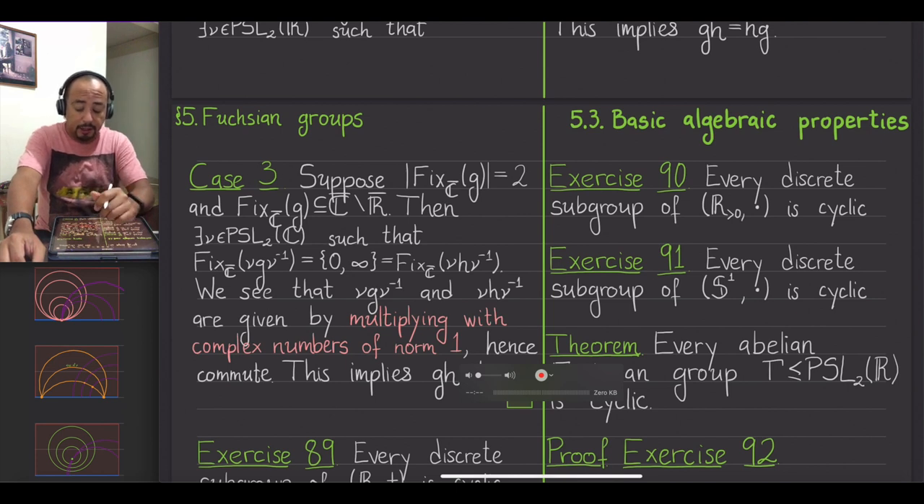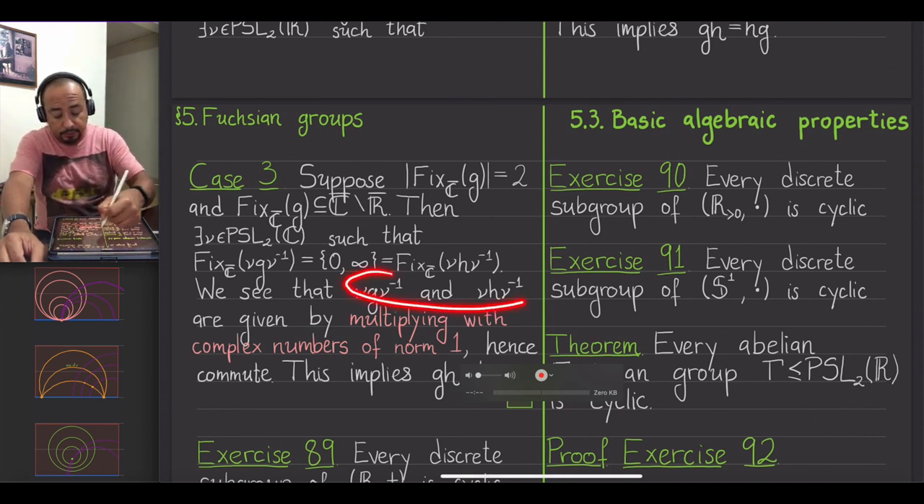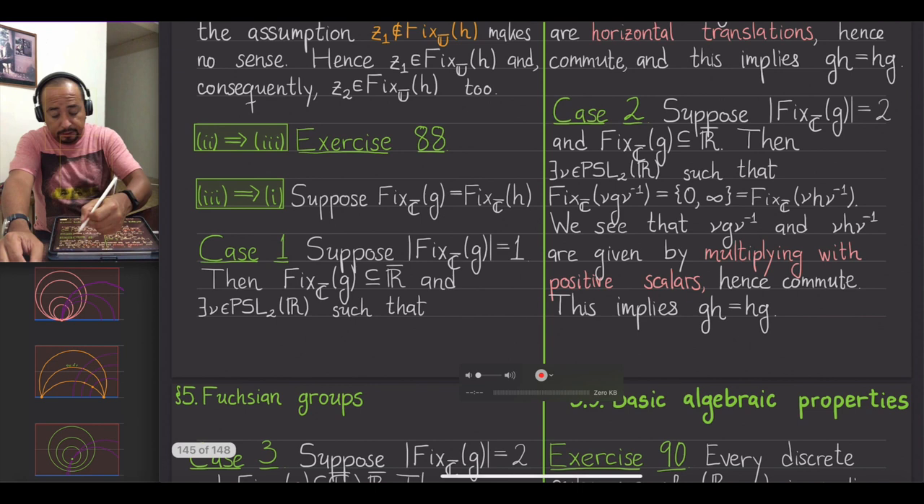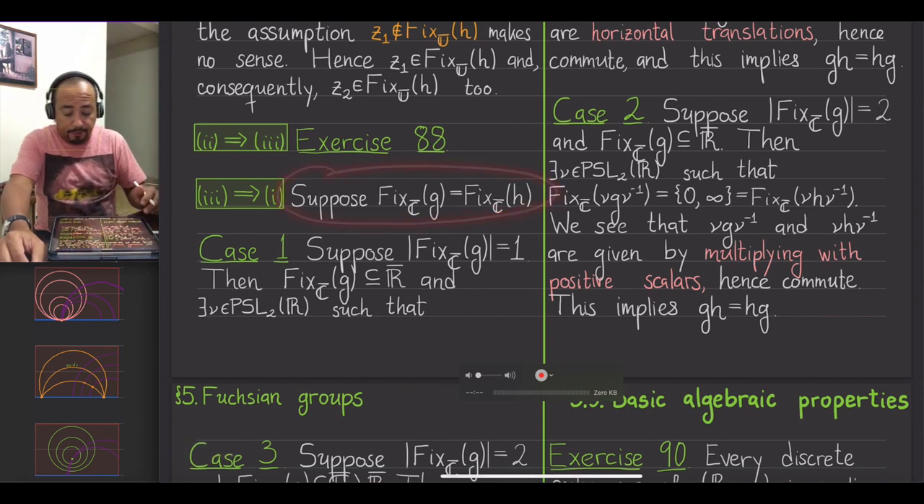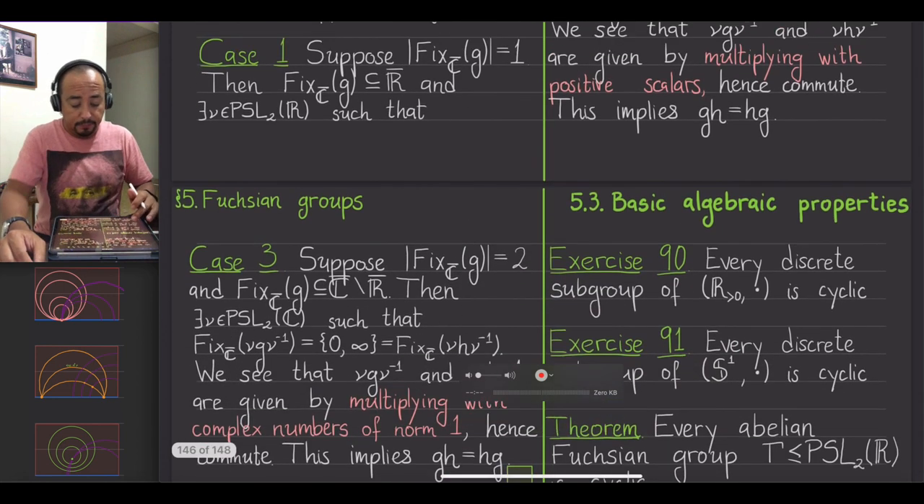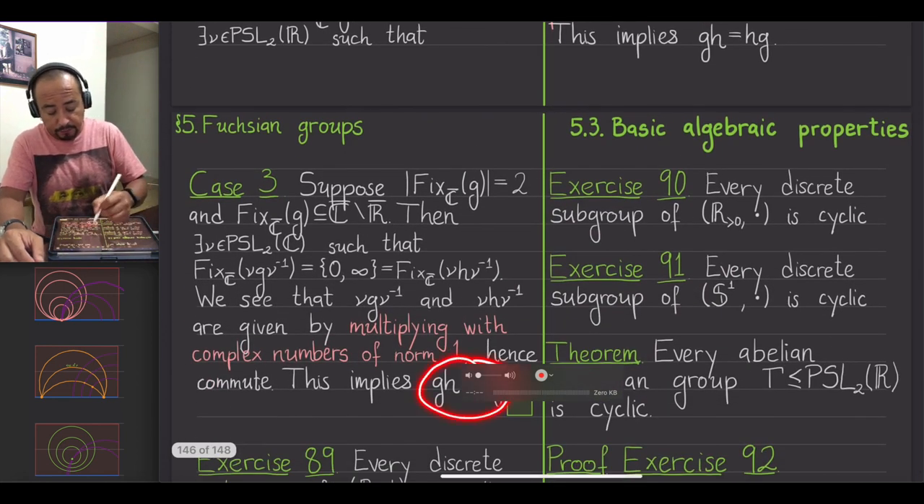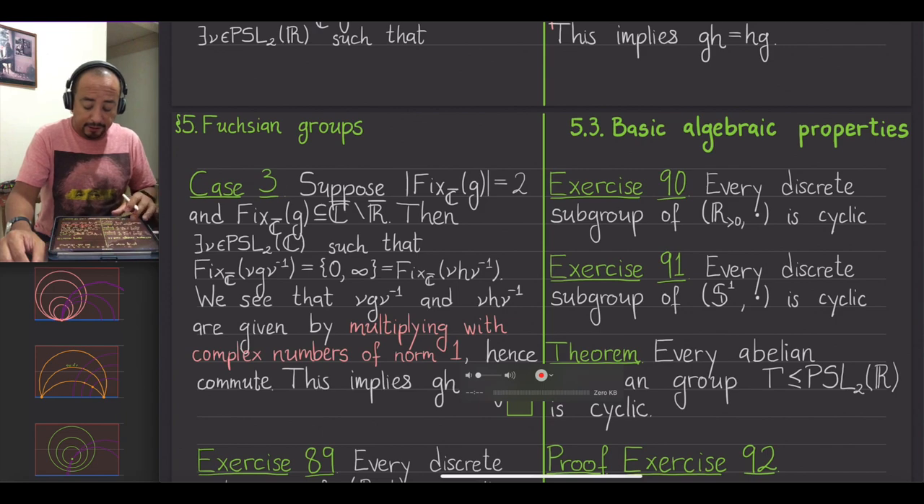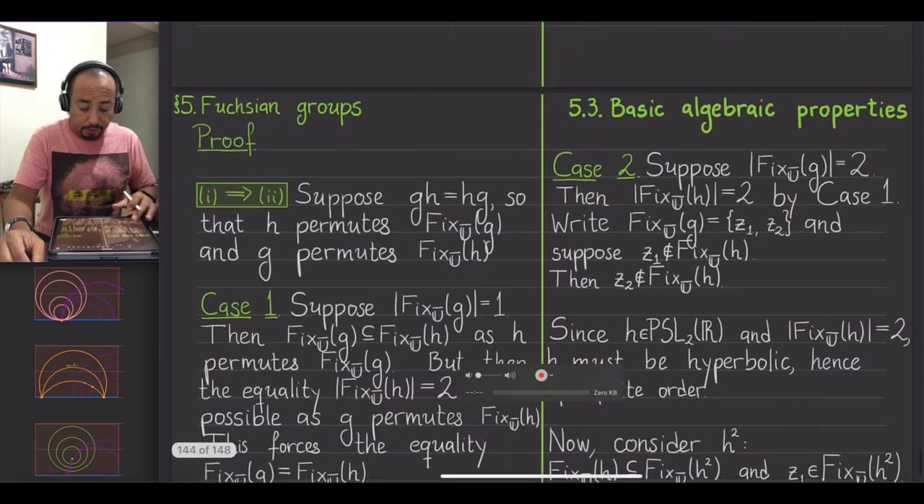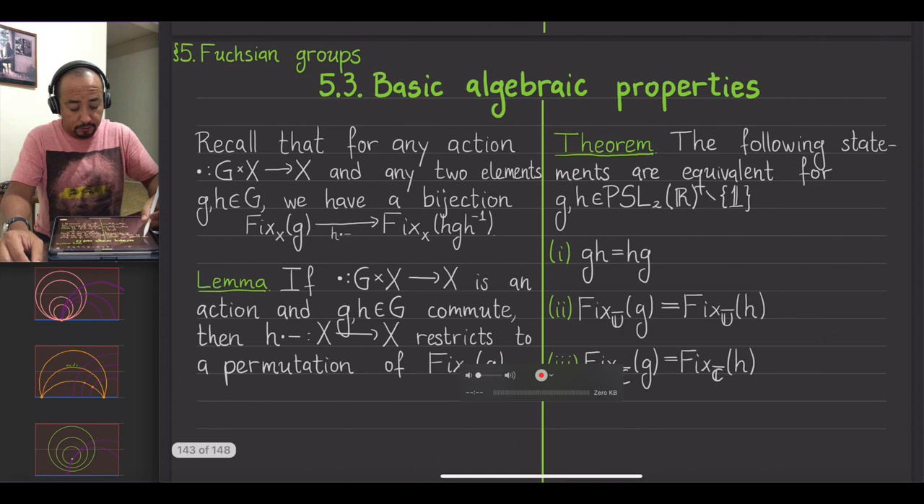In any case, multiplying by complex numbers are functions that commute. So these ones commute, and then the original ones commute. And I'm done. I analyzed all three possible cases, and in all of them I reached my desired conclusion, which is that G and H commute. So the theorem is proved.